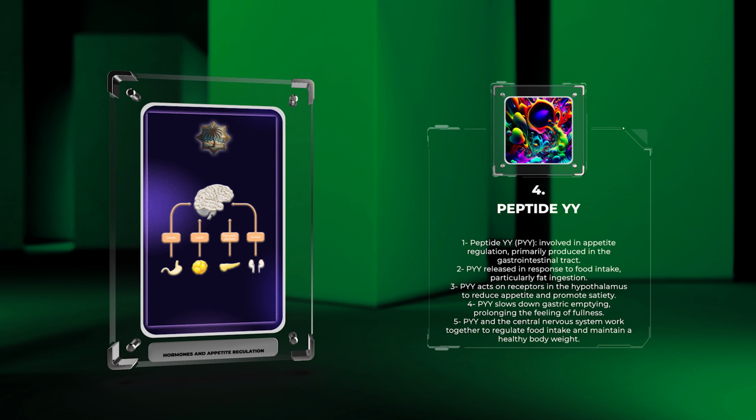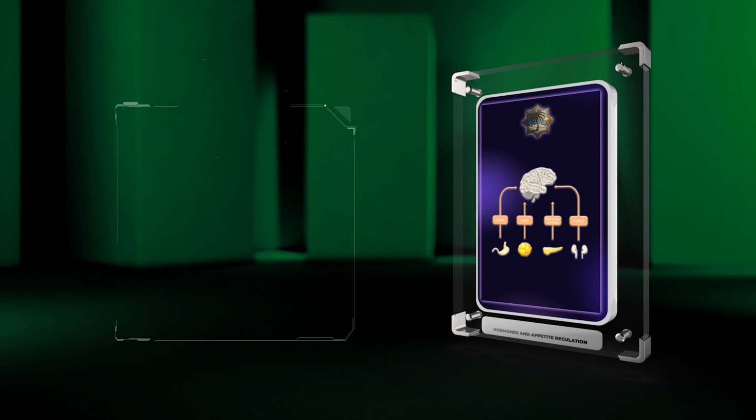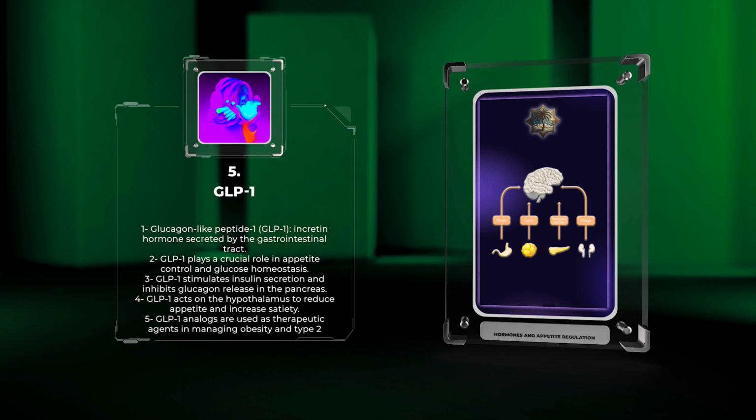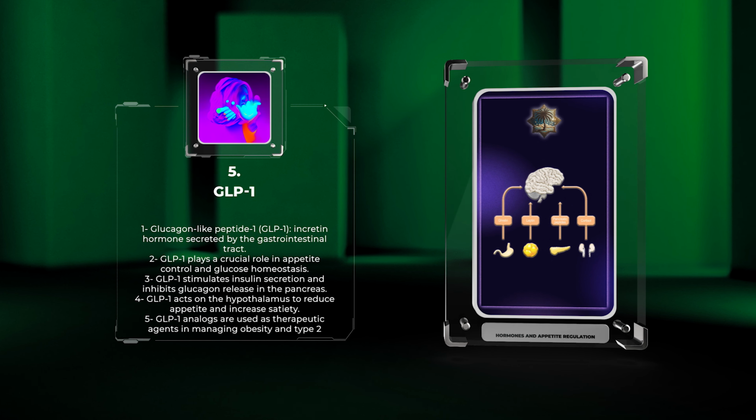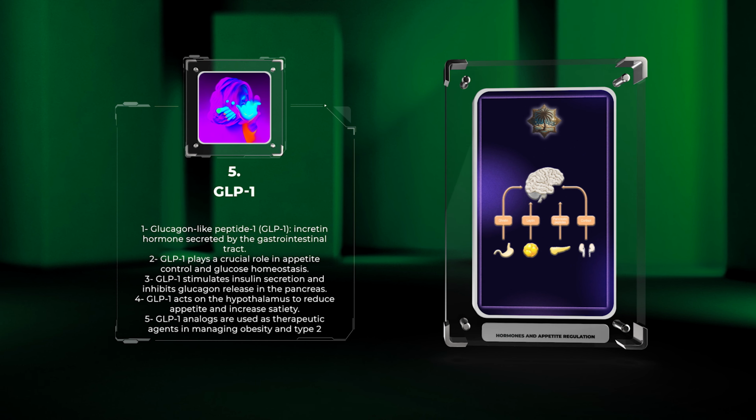This complex interplay between PYY and the central nervous system helps regulate food intake and plays a crucial role in maintaining a healthy body weight. Moving forward, we explore glucagon-like peptide 1, GLP-1, an incretin hormone secreted by enteroendocrine cells in the gastrointestinal tract. GLP-1 plays a crucial role in appetite control and glucose homeostasis.